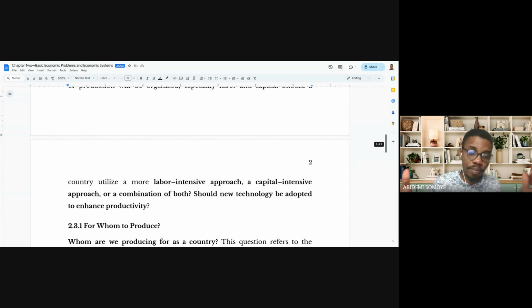If you have a huge population like China, then that country could have a labor intensive approach and could also have a capital intensive approach, so that you can produce more goods and services.